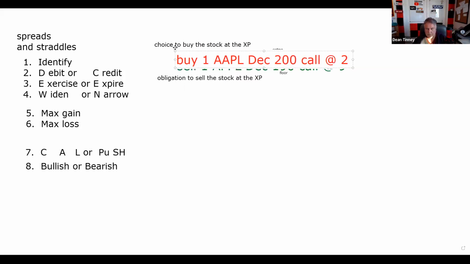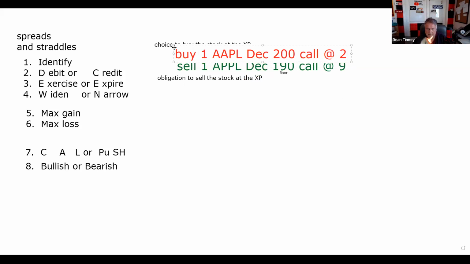So test question number one is, what has Dean created? I have created a spread. A spread is when you're long and short the same type of contract. So this is a spread. That is test question number 1.